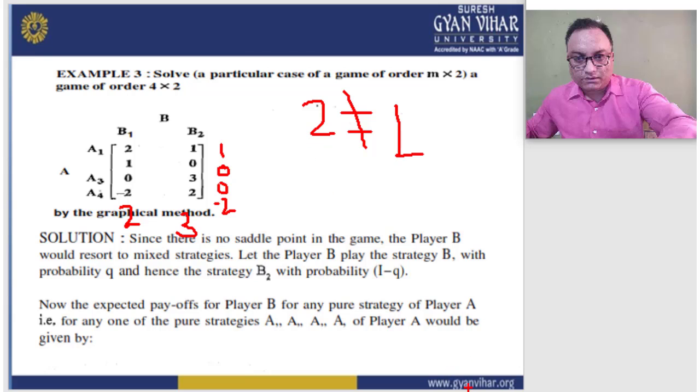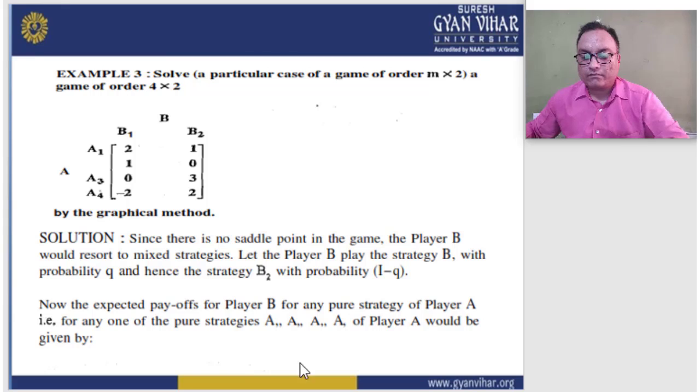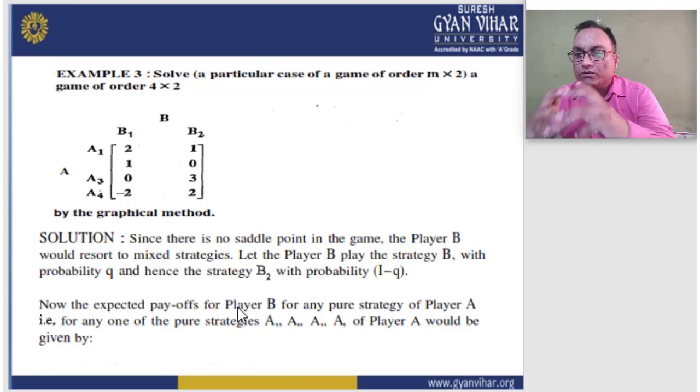So this problem is related to mixed strategy, because the minimax value is not equal to the maximin value. So the saddle point does not exist here. If the saddle point does not exist, player B would resort to a mixed strategy. Let player B play strategy B1 with probability Q, and hence strategy B2 with probability 1 minus Q. So now the expected payoff.